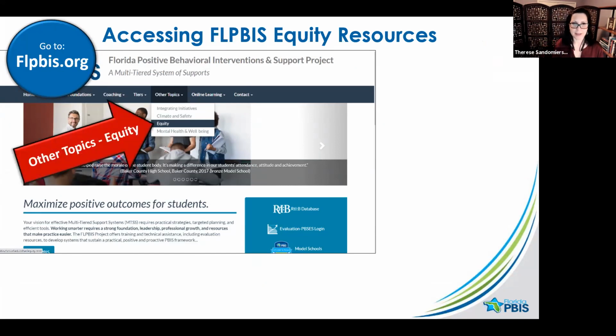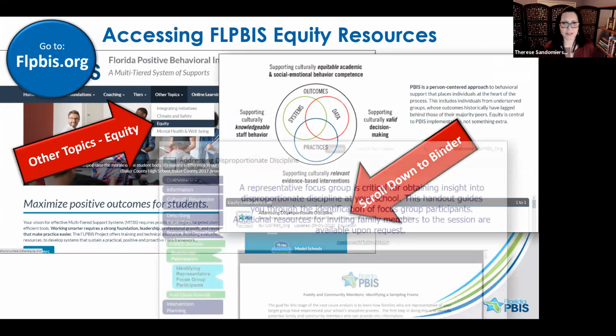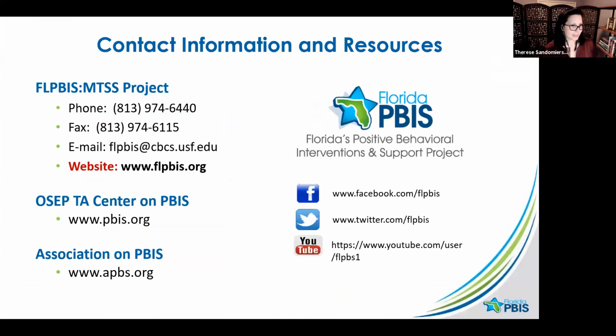If you go to flpbis.org and then other topics, click on equity, that'll take you to another page. And you can scroll down past the information to access the binder with the information. And then you'll see a number of resources that are listed there. But that's all the content I have.